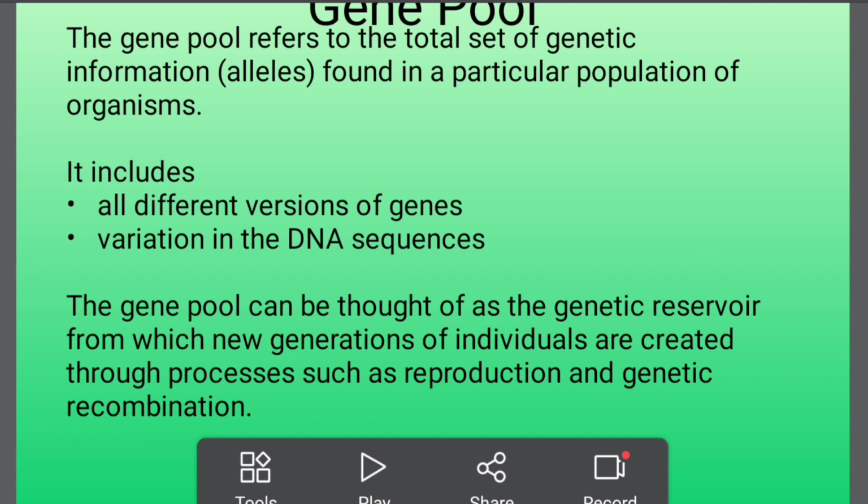Gene pool can be thought of as the genetic reservoir from which new generations of individuals are produced through processes such as reproduction and genetic recombination. So gene pool is basically a storage, a reservoir where the new generation can be produced. New generations of individuals of a particular species can be produced by the process of reproduction and genetic recombination.